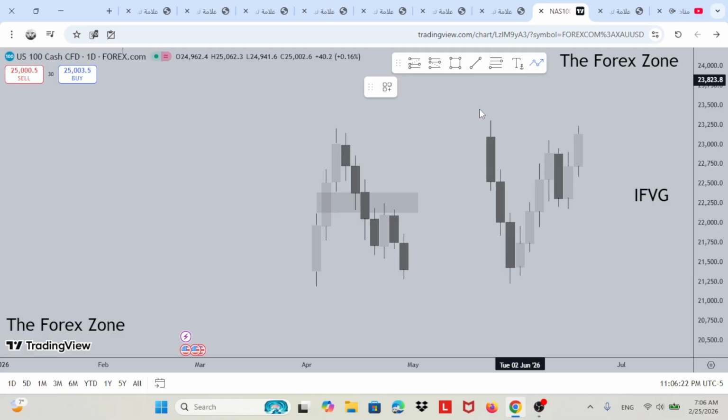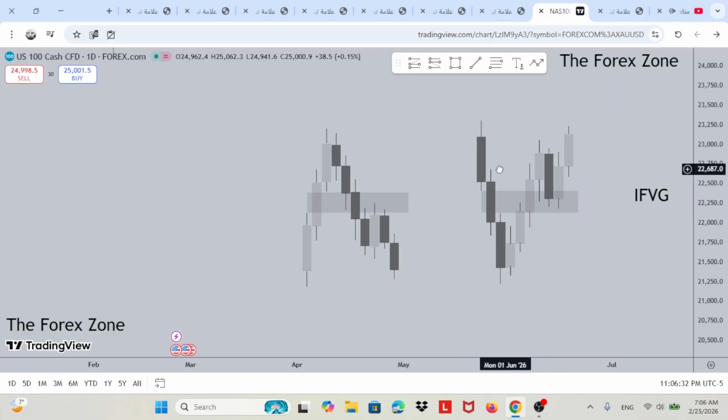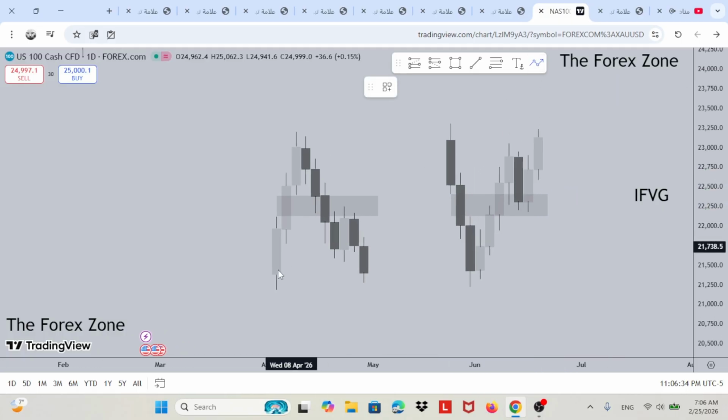Initially, we identify this specific area as a standard, natural fair value gap. In a typical market environment, we would expect the price to respect this zone, find support, and then bounce higher. However, pay close attention to what happens here. Instead of respecting the level, the price pushes right through it with strong bearish momentum, completely failing to hold as support.